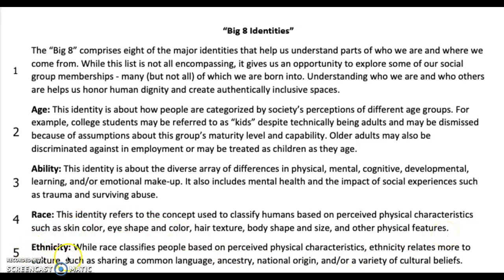Paragraph 5, ethnicity. While race classifies people based on perceived physical characteristics, ethnicity refers more to culture, such as sharing a common language, ancestry, national origin, and/or a variety of cultural beliefs.